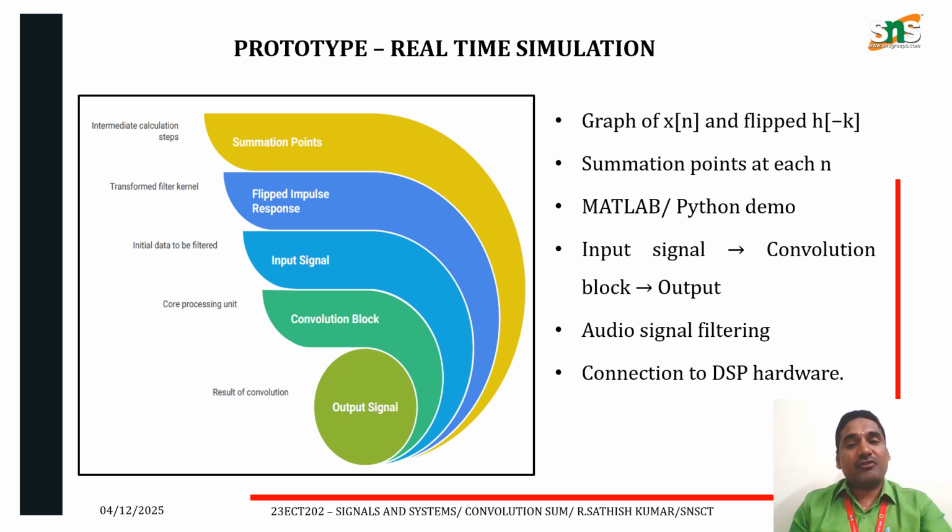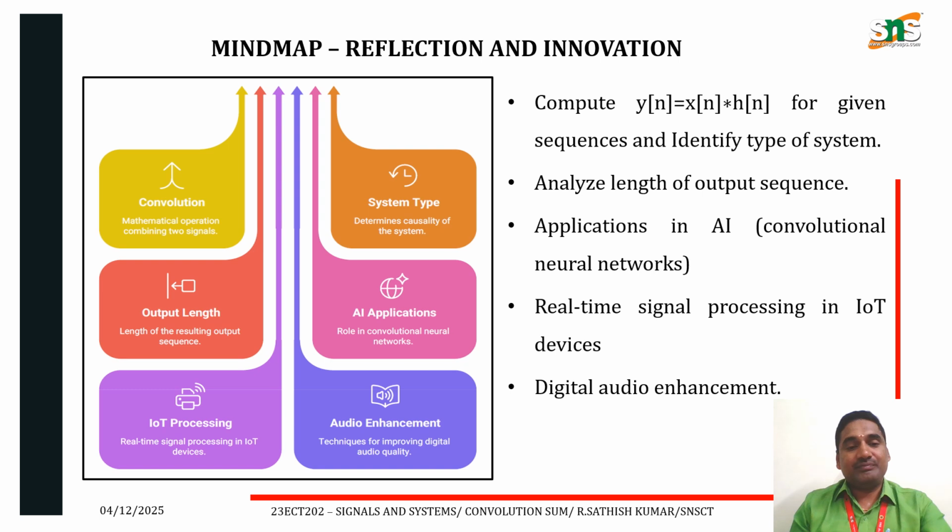First we go into the graph of x of n and flipped h of minus k. Summation points of each n. By using a MATLAB or Python demo, we can analyze the real-time simulation. An input signal can be applied to a convolution block, which produces as output audio signal filtering, connection to DSP hardware. This is the prototype for real-time simulation.